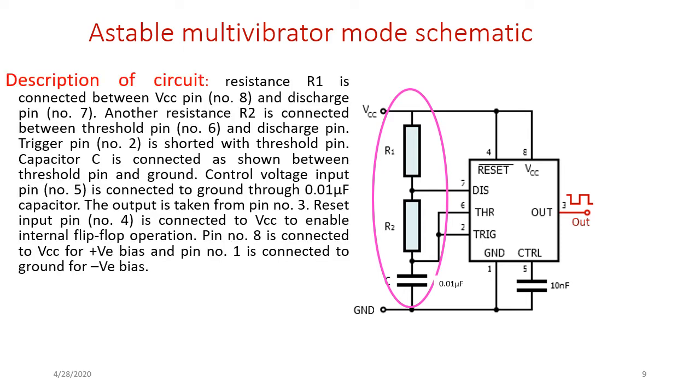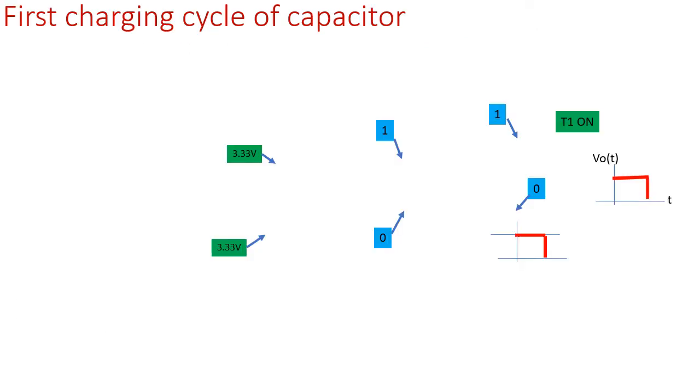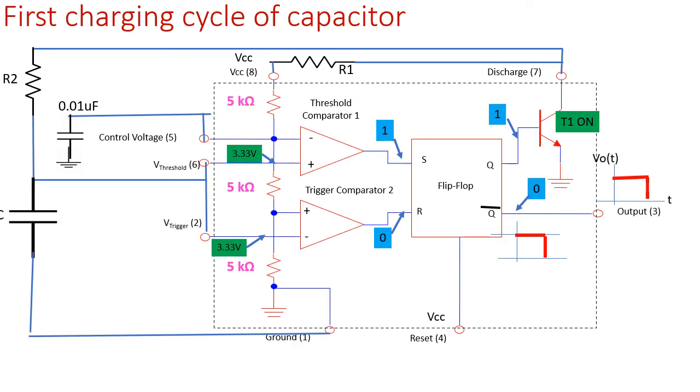So finally, you can say that an astable multivibrator does not require any external trigger pulse. So let's see what will happen if we connect the IC 555 as an astable multivibrator. We are connecting some external components, and first just see what will happen inside.